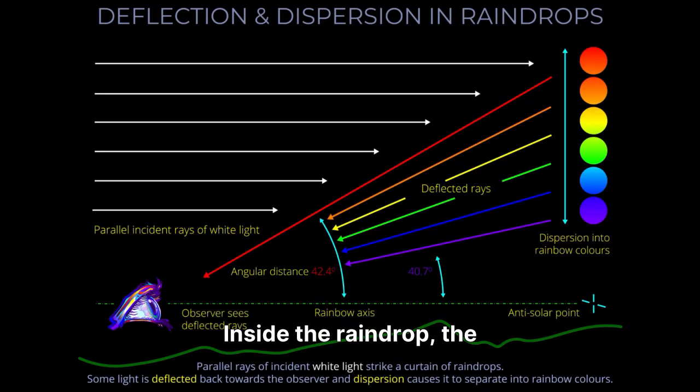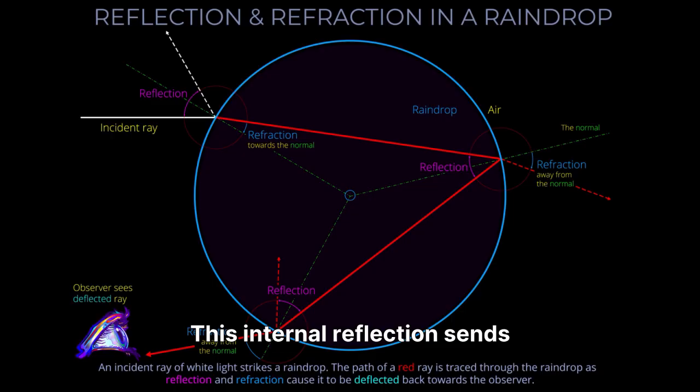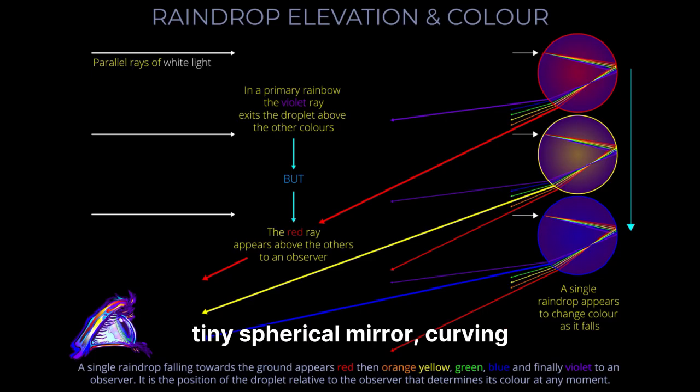Inside the raindrop, the light doesn't just stop. It hits the back of the droplet and bounces off, almost like a mirror. This internal reflection sends the light back toward the front, guiding it outward in a new direction. Every droplet becomes a tiny spherical mirror, curving and redirecting sunlight in perfect geometry.